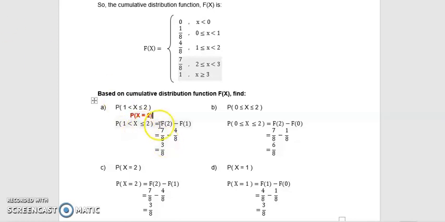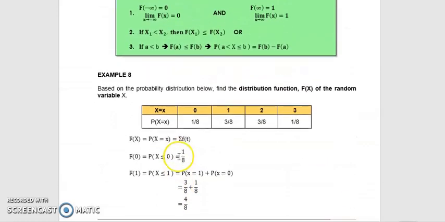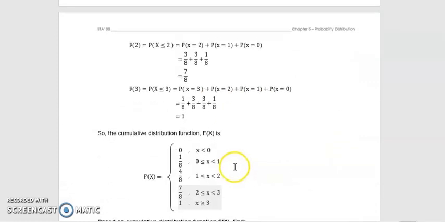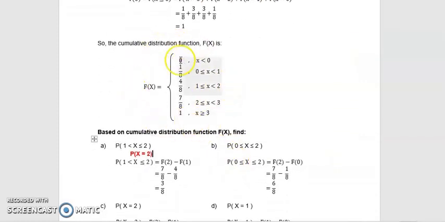And x less than or equal to 2 will also be this value only. So in this question, we want the probability of x equal to 2. If you look at the table given here, if x equal to 2, the probability is 3 over 8. Okay, so this is if we use the probability. How can we use the cumulative distribution function to answer this question?